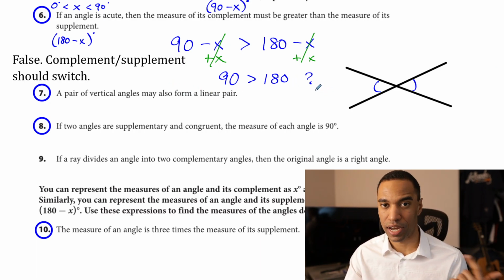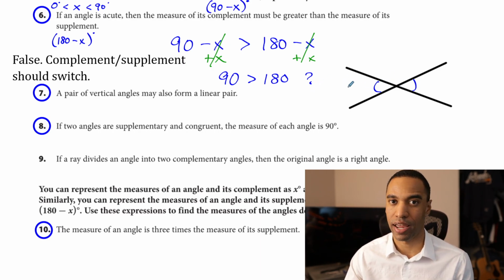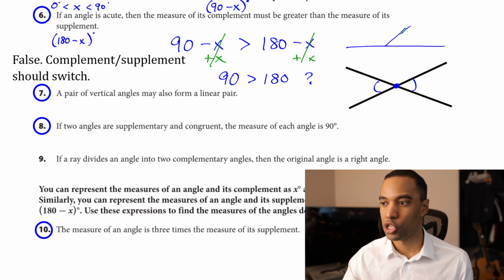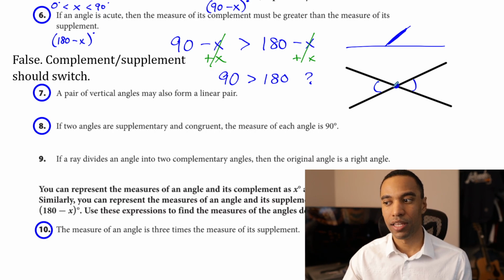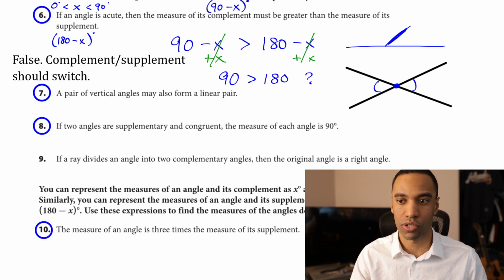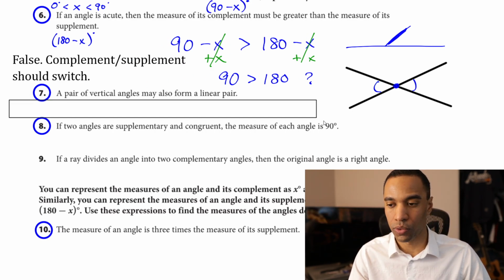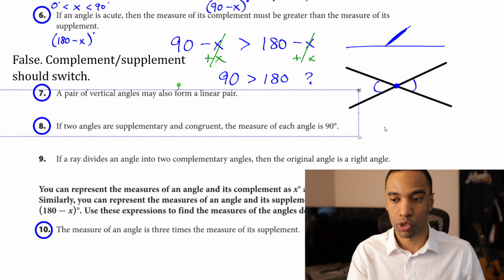Linear pairs, by definition, have to be adjacent to each other. Vertical angles are never adjacent to each other because they never share a common side. They share a common vertex, but a linear pair shares a common side here. These will never do that. This one is also false. This would be true if they said may also be supplementary.